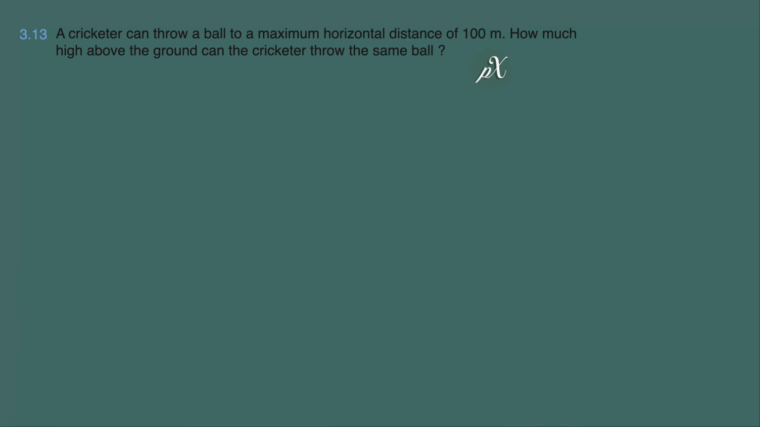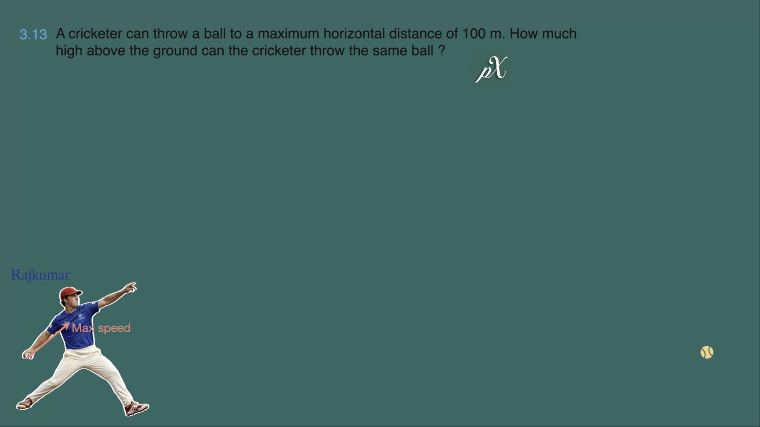So, here is a cricketer. Let's call him Raj Kumar. Now, Raj Kumar is going to throw the ball using his maximum possible strength. Since he is using his maximum strength, he's also throwing the ball with the maximum possible speed that he can generate. In other words, he simply cannot throw the ball faster than this speed. I hope this idea is clear. Maximum strength means maximum initial speed. Keep this point in mind because we'll use it throughout the solution.